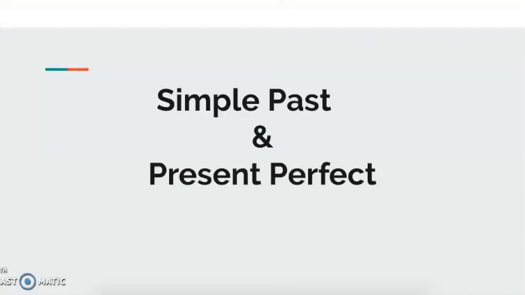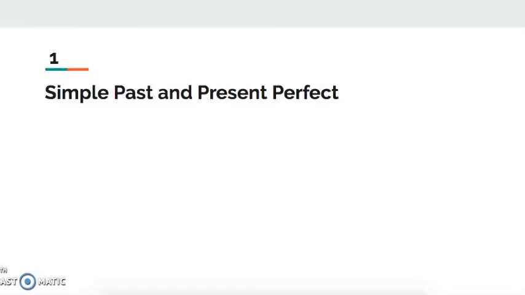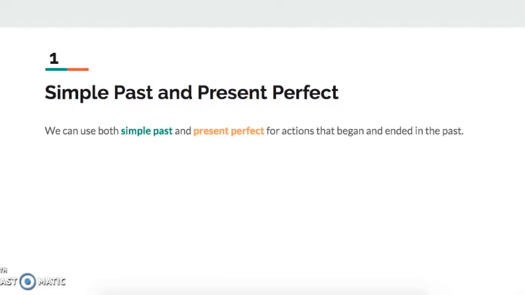In this lesson, we're going to be talking about simple past and present perfect. So we have the simple past verbs and the present perfect verbs. When are these verbs used? Well, we can use both simple past and present perfect to describe actions that began and ended in the past, but there's a slight difference between the two.